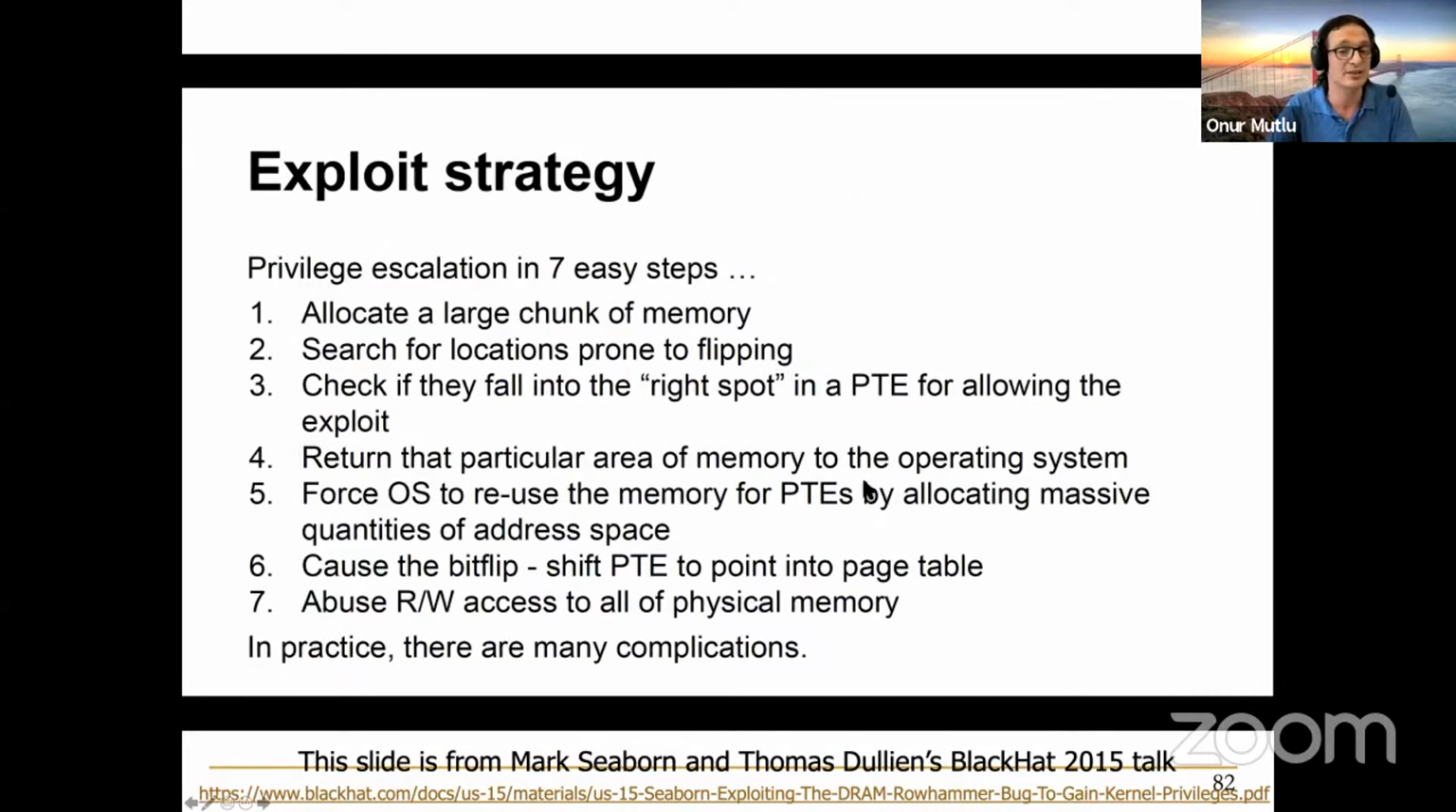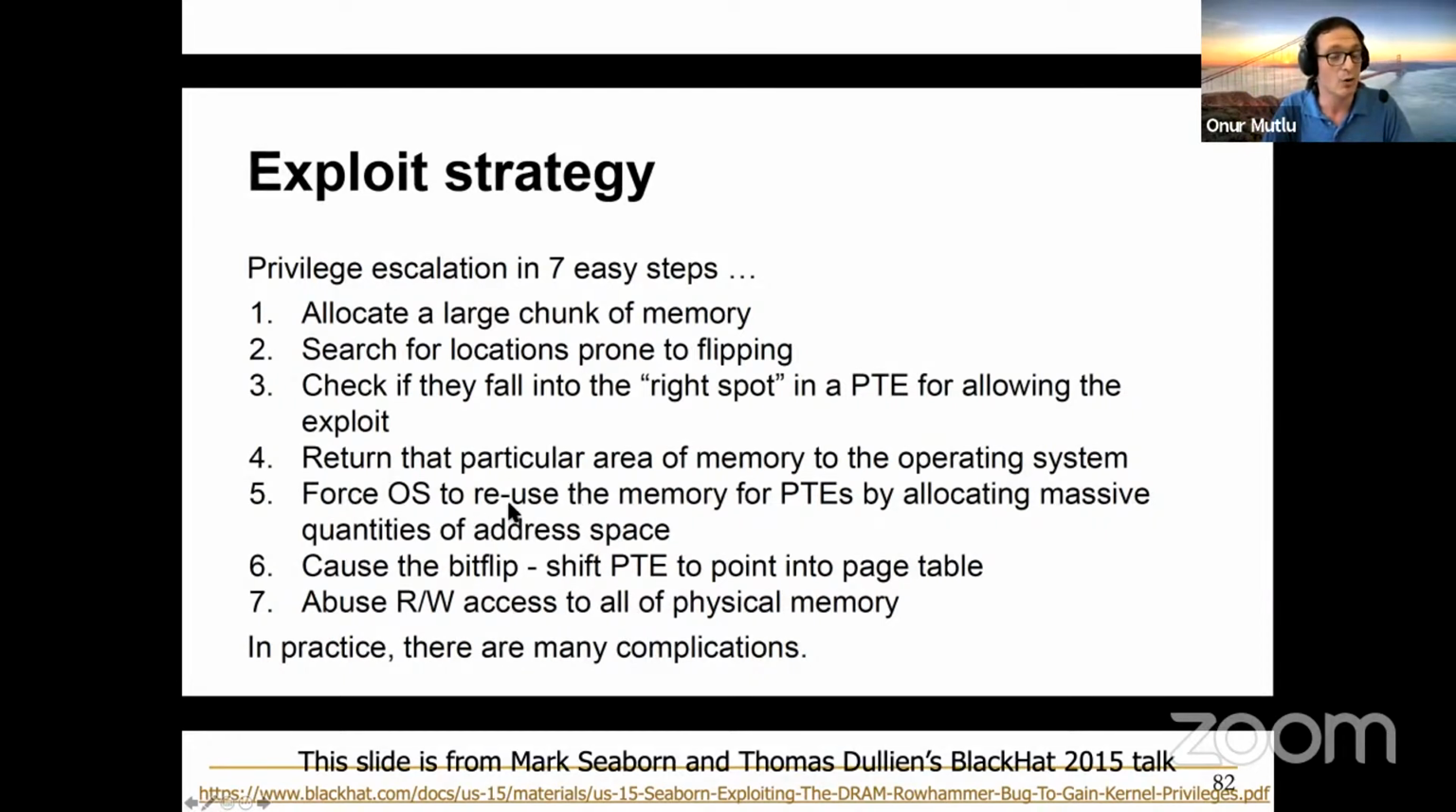And then return that particular area of memory to the operating system. So basically the user does this: the user allocates the memory, checks the memory, figures out whether it's vulnerable to RowHammer, finds a good part of memory, and returns it to the operating system. The operating system doesn't know that the user figured out that a part of memory is vulnerable to RowHammer. And then the user is going to be clever.